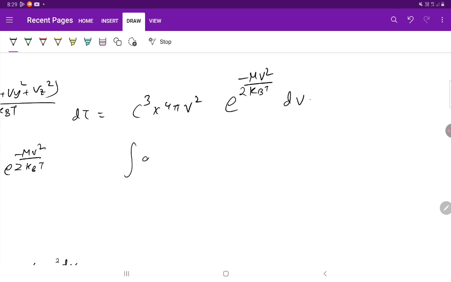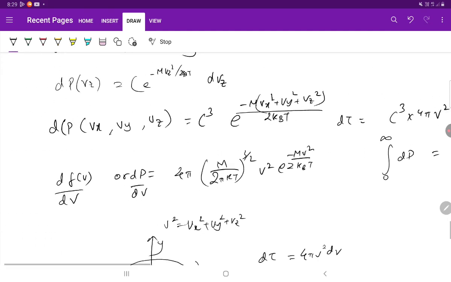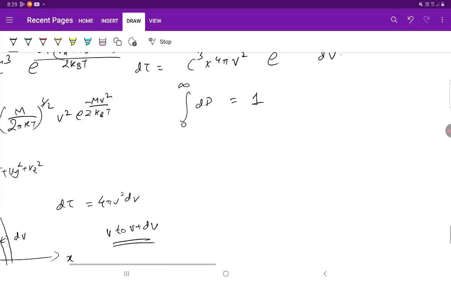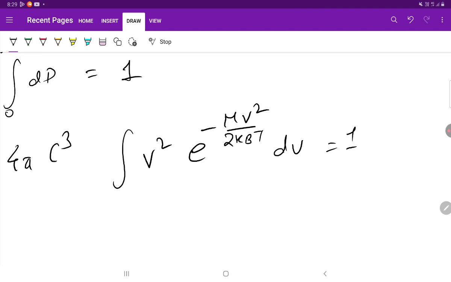We know that the integral of dP from 0 to infinity will come out to be 1. It is called the normalization, right? So I can say 4 pi c cube integral of v square e to the power minus mv square by 2kBT dv from 0 to infinity is equal to 1. Now to solve this integral, we need to use integration by parts. How?